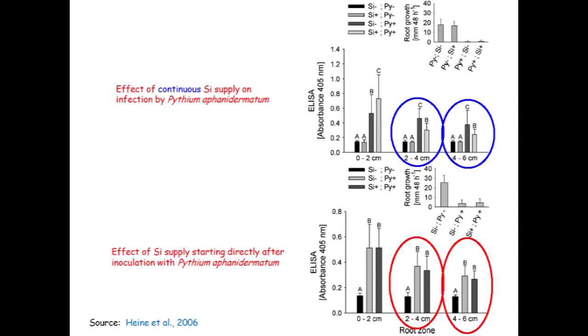And similarly, in the subapical region of the root, the same thing was occurring. But if you started this silicon supply right at the same time that you inoculated the plant, again in the subapical region, there were no differences between silicon amended, non-amended, challenged by the pathogen, as well as in the basal region of the root system.